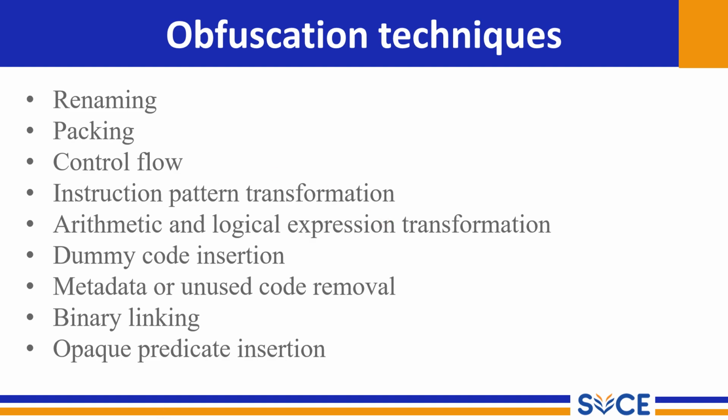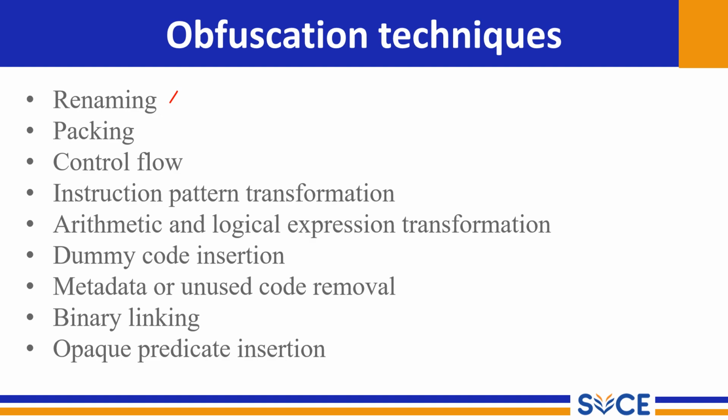So the techniques are: renaming, packing, control flow, instruction pattern transformation, arithmetic and logical expression transformation, dummy code insertion, metadata or unused code removal, binary linking, and opaque predicate insertion. Okay, so the first one, renaming. This is one of the obfuscation techniques, where the obfuscator alters the method and variable names.